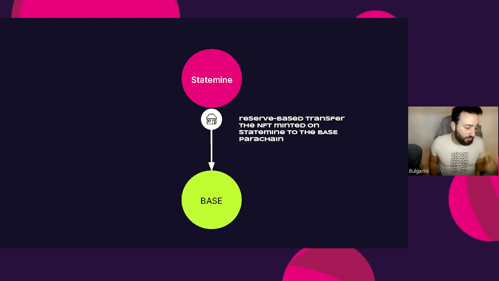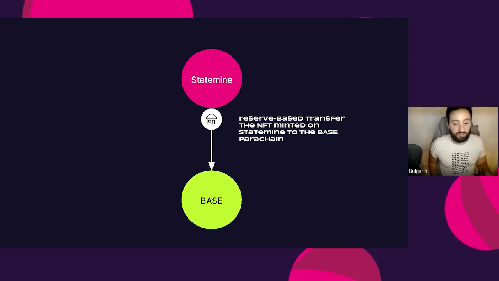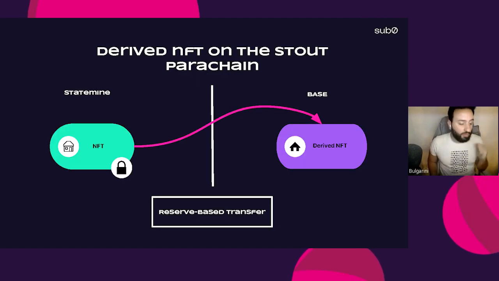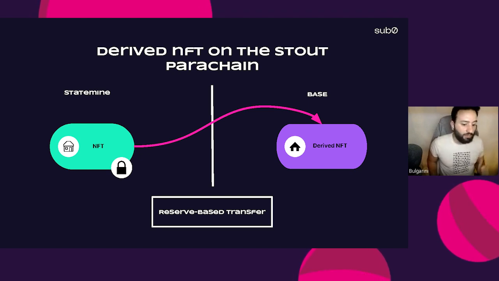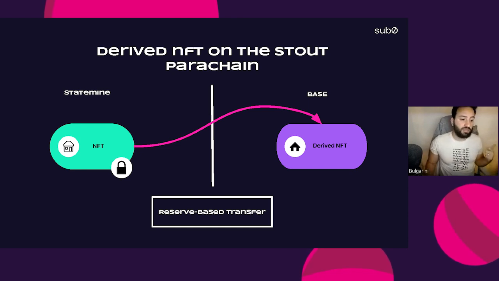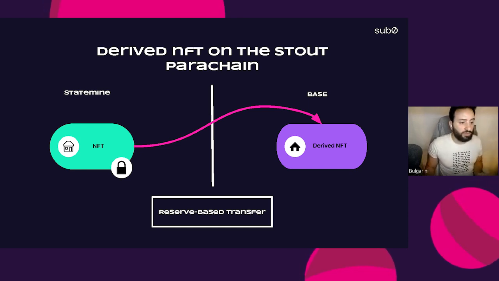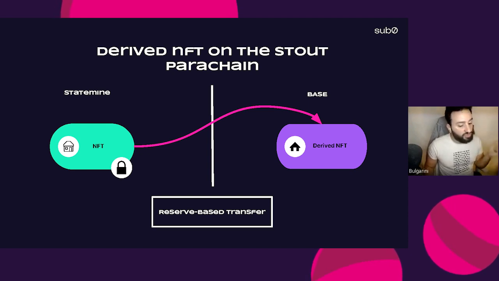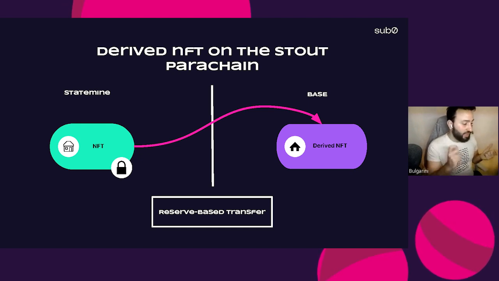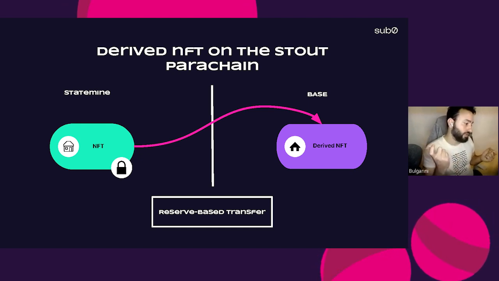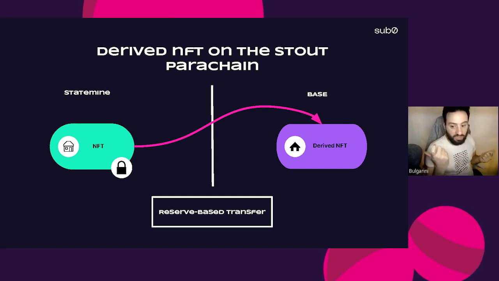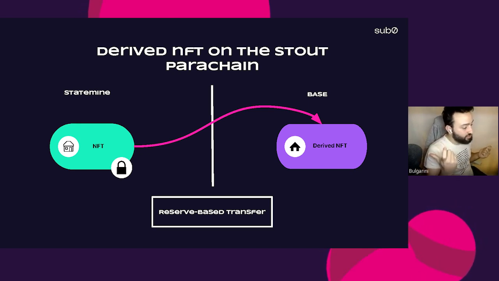So now I will get a little bit more specific, and I will start talking about code. Before that, just a little recap about what a reserve-based transfer is. In the context of NFTs, what we are basically doing on Statemint is locking the NFT in the sovereign account of the base parachain, in this case, and we create a representation, a derived NFT, on the destination chain.